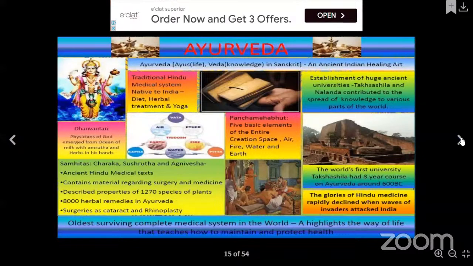If you see, unit 8 is traditional medicine, right? In the traditional medicine, Ayurveda is there in your syllabus, as well as Siddha, Unani, and homeopathy.